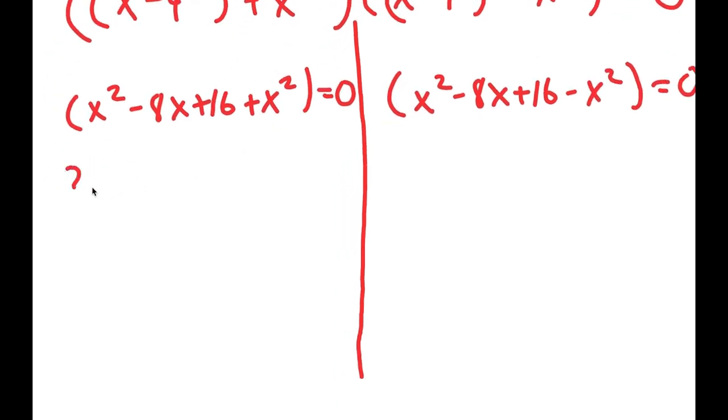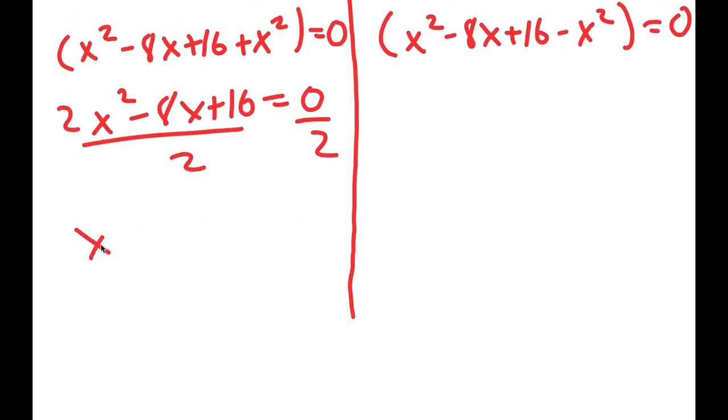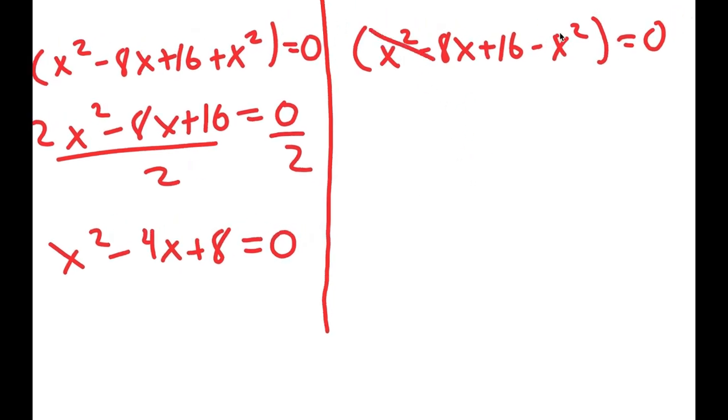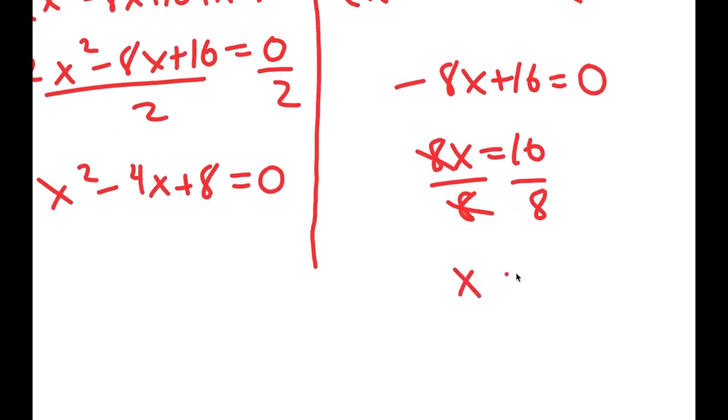So for my left-hand side, I get 2x squared minus 8x plus 16 is equal to 0. And if I divide both sides by 2, I get x squared minus 4x plus 8 is equal to 0. For my right hand side, these two cancel out, and I get negative 8x plus 16 is equal to 0. So I'm going to first solve for my right hand side. So I'm going to add 8x on both sides, so I get 8x is equal to 16. Now if I divide both sides by 8, these two cancel out, and I get x is equal to 2.